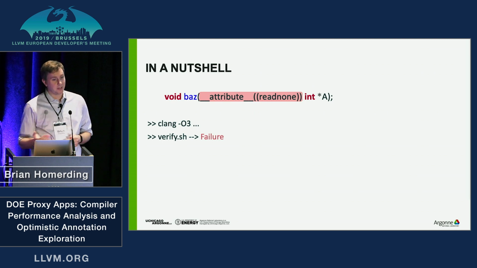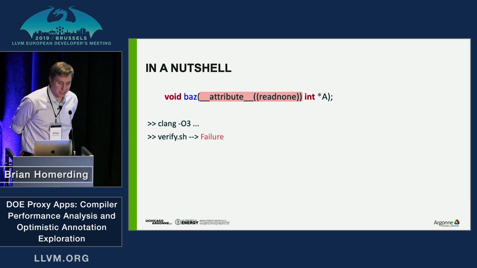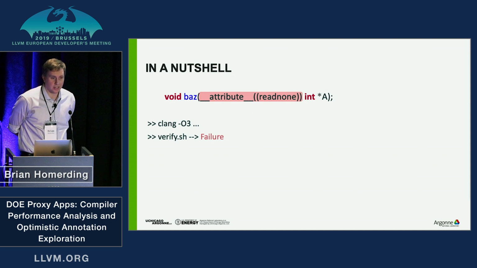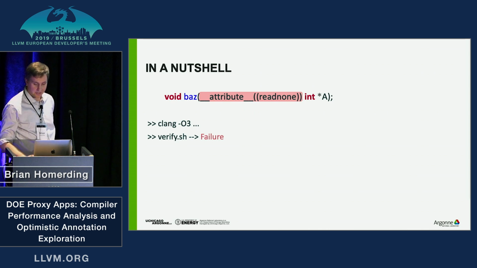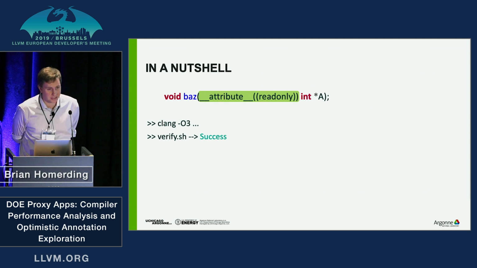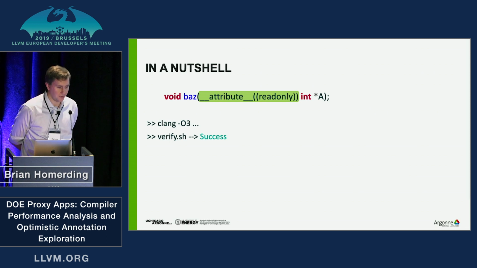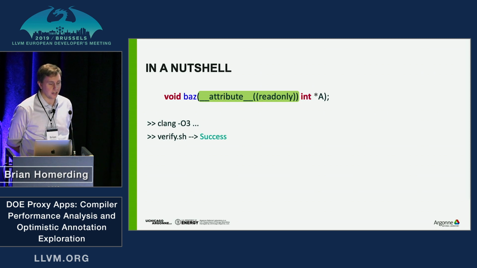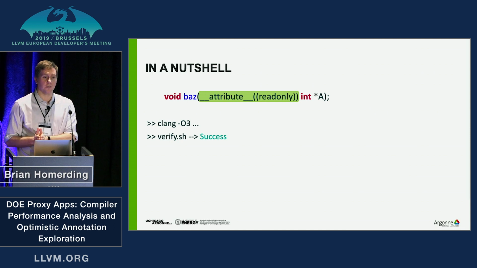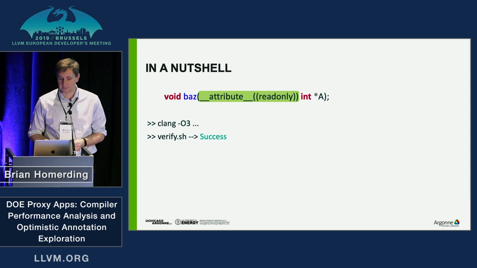So we identify all the places that we will be able to add, and then we try to add in information, like marking this parameter as read none. So we once again compile and we verify, and this time we fail. So we're going to step forward and go with something a little less optimistic. Instead of read none, let's try read only. And this time we get success, so we're going to leave it in there. Now, this doesn't prove that this parameter is read only, but we leave that to the developer once we figure out which of this information is important for performance.